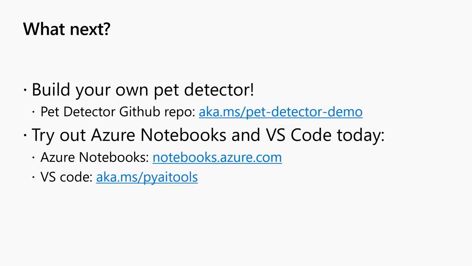All right, so what's next? You could build your own pet detector, feed it with your own data set, and maybe try some other images. You can make something fun out of it. Like Catherine said, everything is on the GitHub repo. Feel free to clone and give that a try. These are links to, one is Azure Notebooks, and the second one goes to the VS Code AI specific tools.